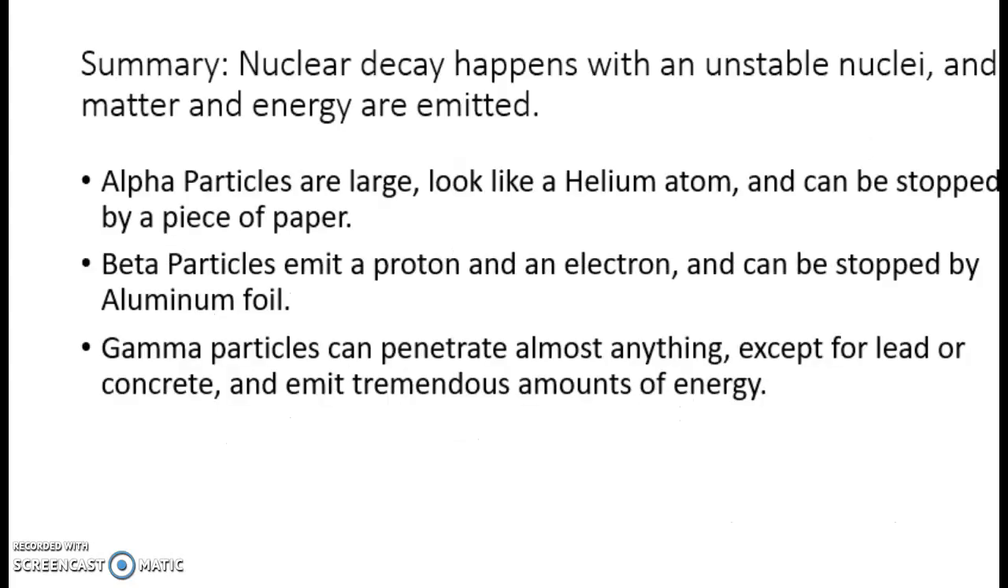So in summary, nuclear decay happens with an unstable nuclei, and matter and energy are emitted. Alpha particles are large, they look like a helium atom, and they can be stopped by a piece of paper. Beta particles emit a proton or a positron, which becomes an electron and can be stopped by aluminum foil. And gamma particles can penetrate almost anything except for lead or concrete, and they emit tremendous amounts of energy.